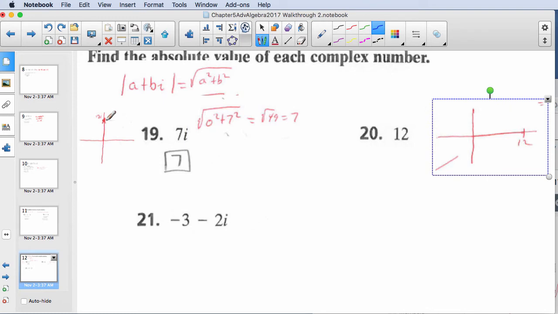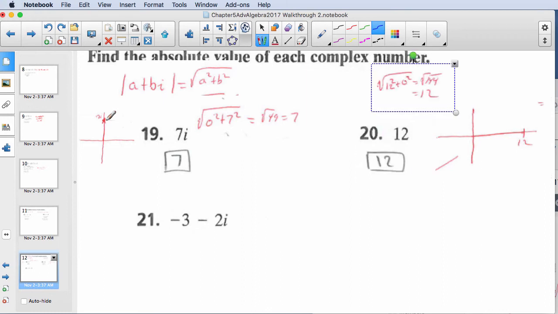So for our second problem, again, we can just graph this. On the real axis, we get 12. There's no imaginary component, so our absolute value is going to be 12. If you'd like to use the Pythagorean theorem, it's just going to be the square root of 12 squared plus 0 squared, which is 144, so that's equal to 12.